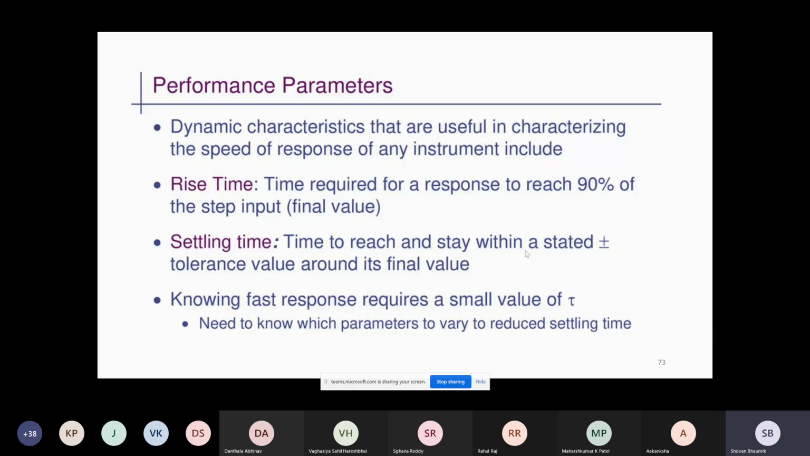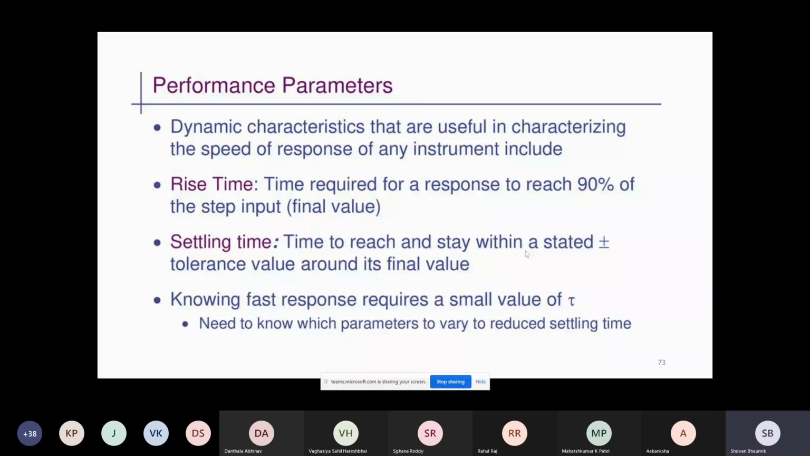So if you know a first order system whose rise time is very high, that means it is taking a longer time to reach 90% of the step input value. So it is not preferable. If the rise time is less, that means it is reaching 90% of the step input or final value quickly, then it is preferable. So for a fast response, we require a small value of tau. For a small value of tau, we get a very fast response and the rise time will be very small.